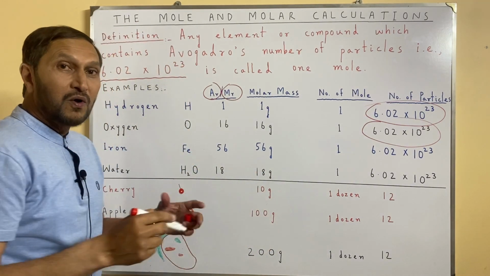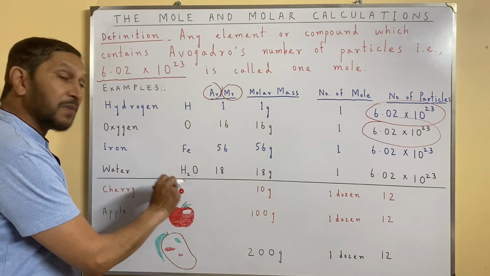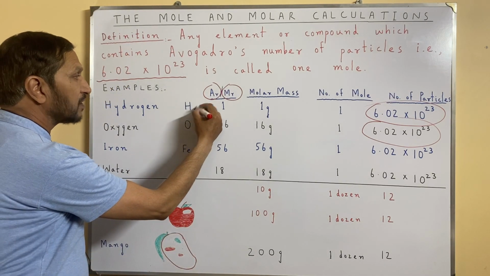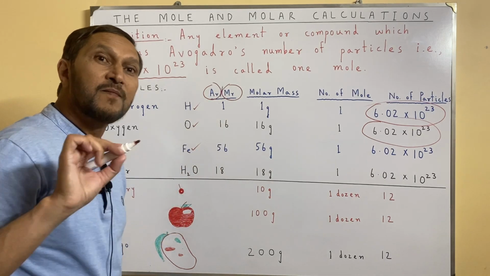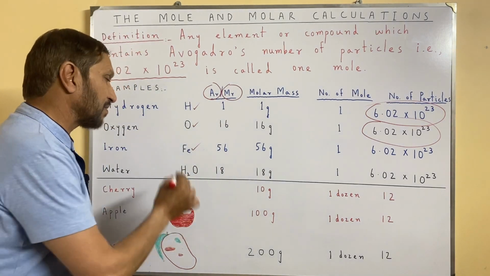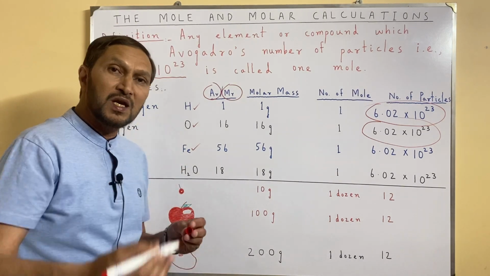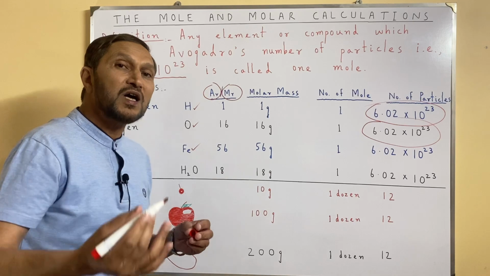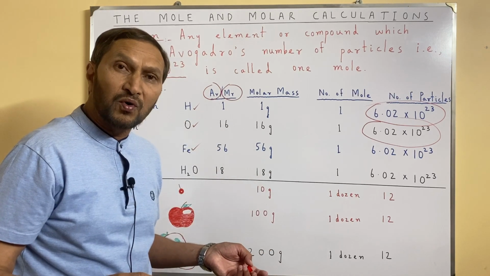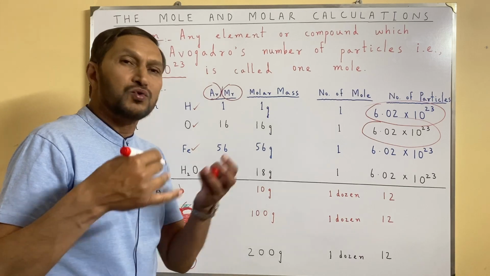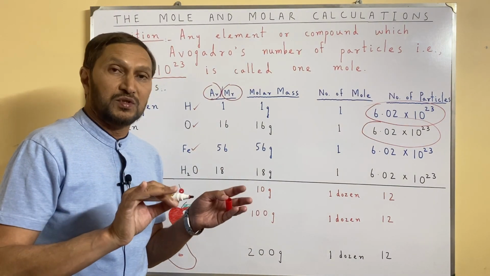Now let's take the example of water molecules, which is a compound. All these previous examples were of elements, but now I am giving the example of a compound. It can be methane, CH4, it can be ammonia, NH3, it can be copper sulfate, CuSO4, or any ionic compound, sodium chloride or calcium carbonate, or any compound.